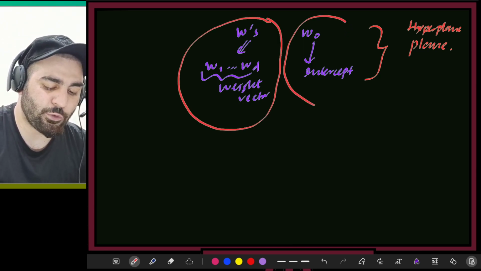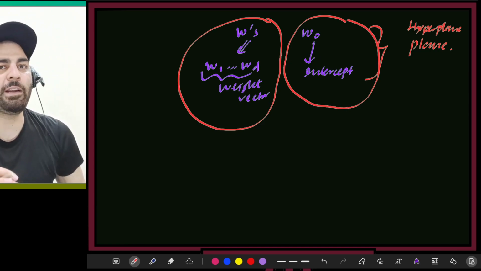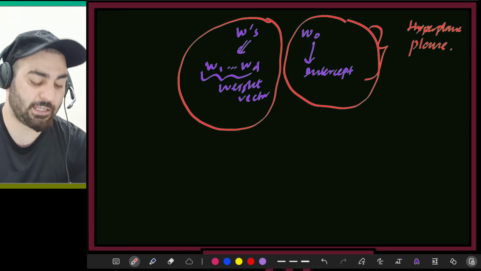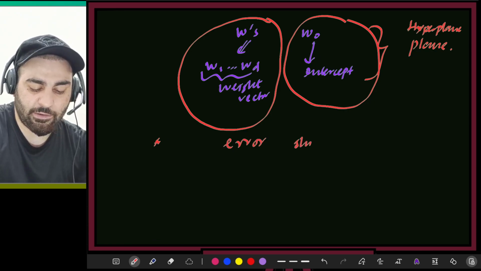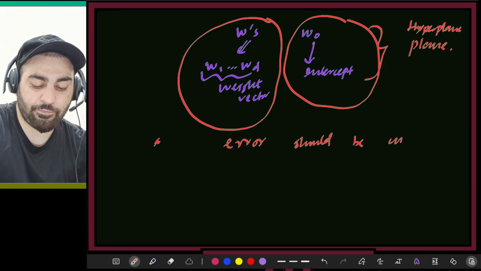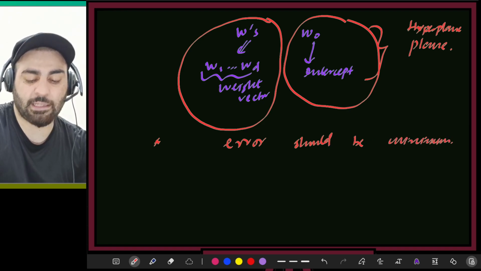Okay, so what I'm saying is that we have to find just these w's and this w0. These are the only two things that you have to find, but subject to a condition. The condition is that the error should be minimum.